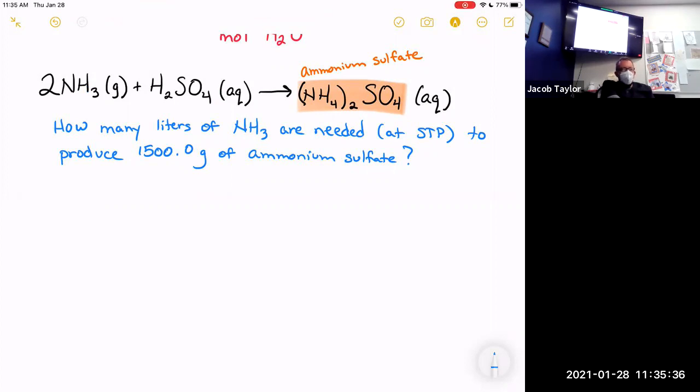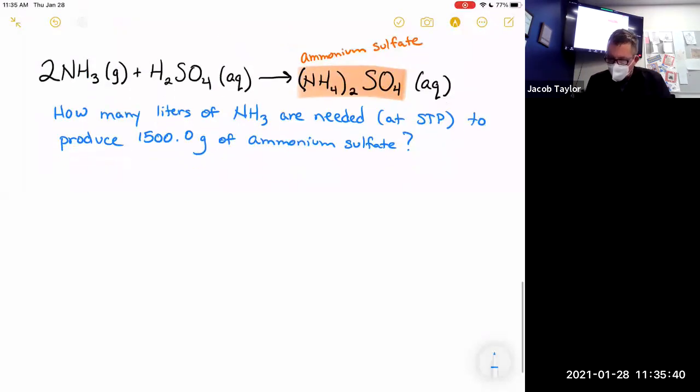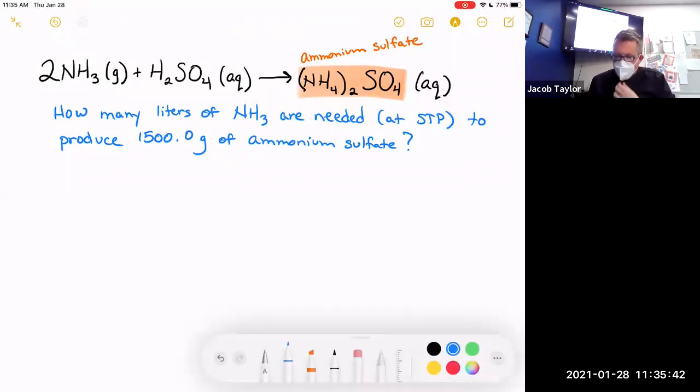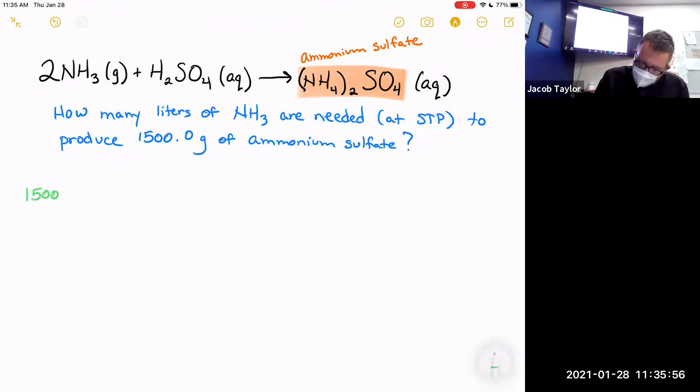Christian? Well, the only number we were actually given was the 1500.0 grams of ammonium sulfate. I'm going to use the term ammonium sulfate, because writing AS for ammonium sulfate will take less time than NH42SO4. That's why we named it ammonium sulfate. So we have 1500.0 grams of, I'm just going to say AS, ammonium sulfate. And I want to do some math stuff and end up with what?